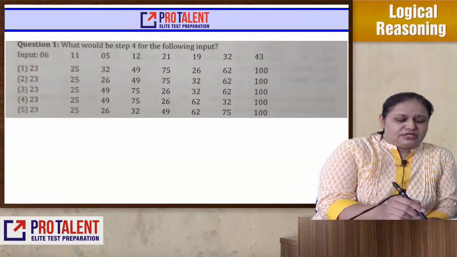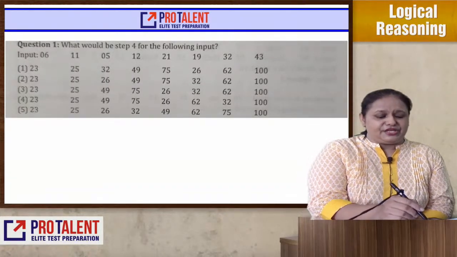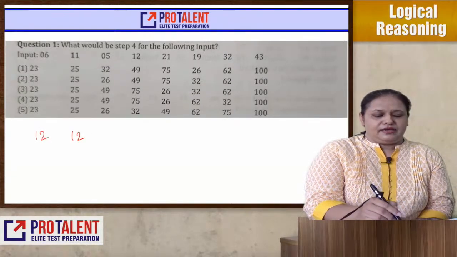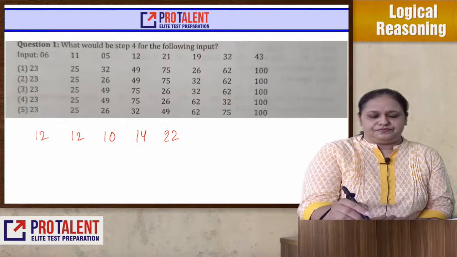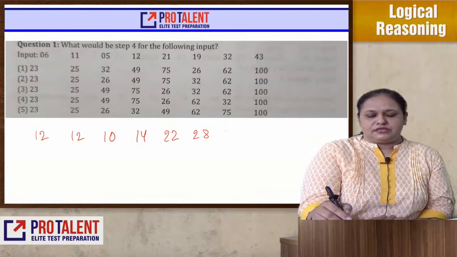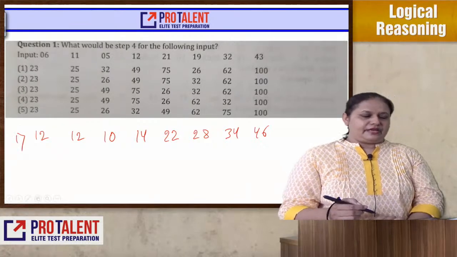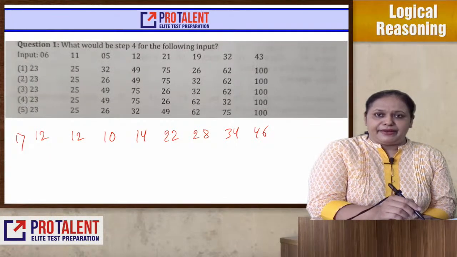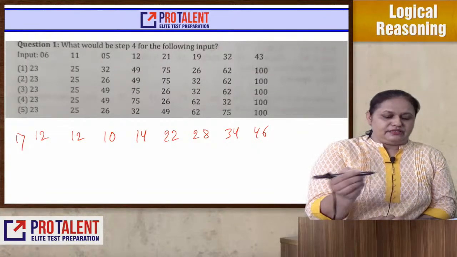So what we are going to do? Step 1 was what? Step 1, we are adding the unit digit to it. So step 1 would be 12, 10, 14, 22, then 19 plus 9, so 28, 34 and 46. This is going to be my step 1, right? Fine. What will be my second step? Second step is going to be multiply by 2, right? And multiply by 2, and then we have to go for this.